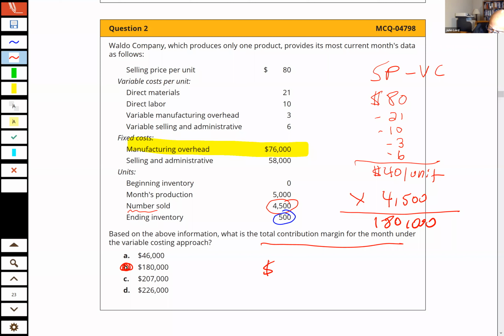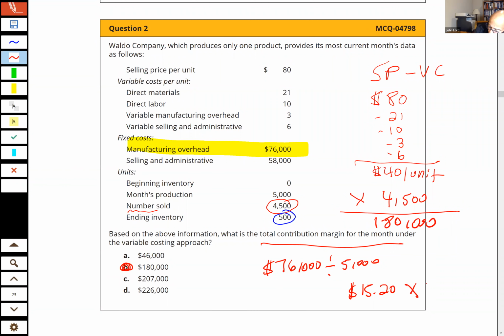Good. So we take this 76,000, we divide it by what? We divide it to get the cost per unit. We divide it by what? By 5,000, the number of units that were actually produced, right? And that will give us an amount per unit. Anybody got a number for me there? 76,000 divided by 5,000? 15.2. $15.20 per unit. Yes.